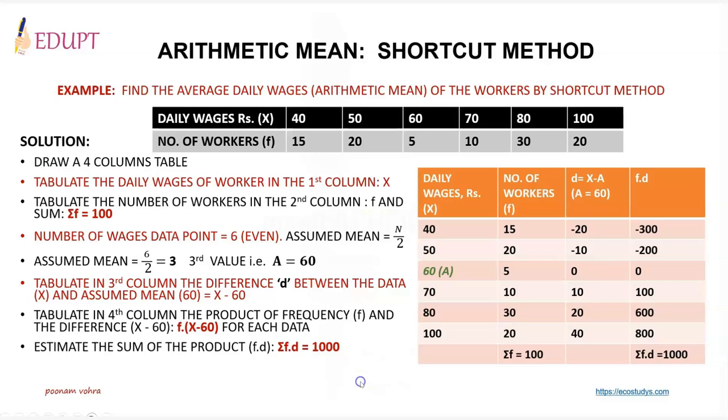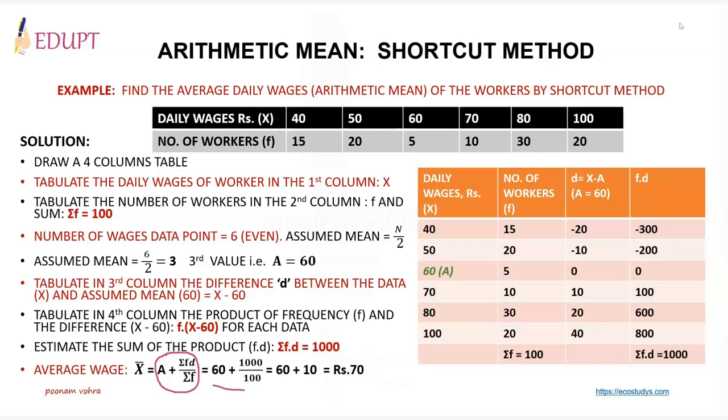Then we can find arithmetic mean by applying the formula A plus sigma FD by sigma F, where A is the assumed mean, which is 60. Sigma FD we have found as 1000, sigma F as 100. So we get answer as rupees 70. So the interpretation is that average daily wage of workers is rupees 70.